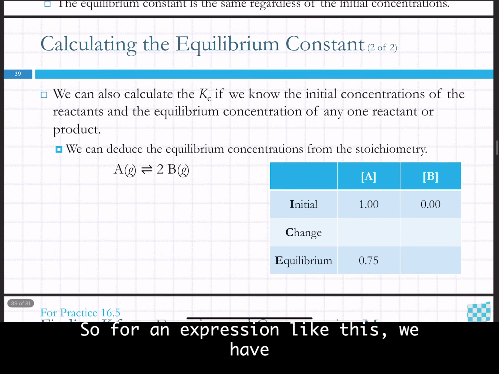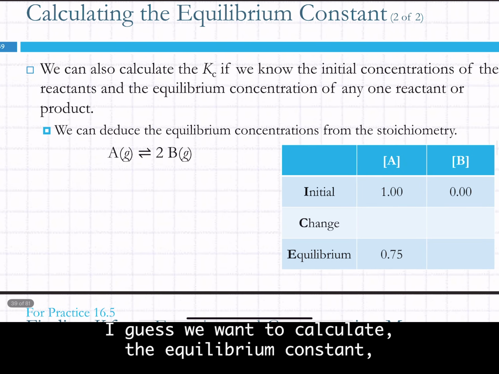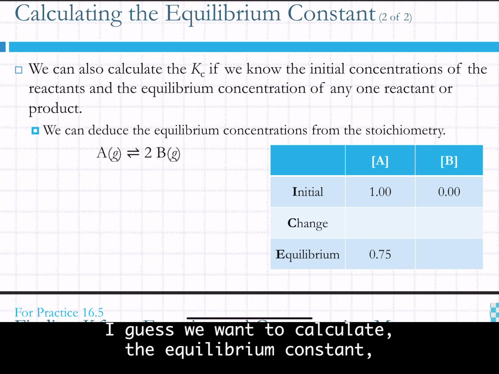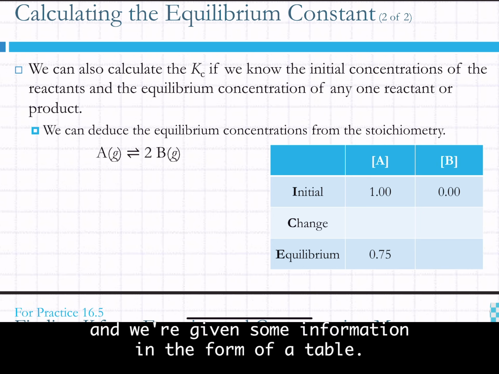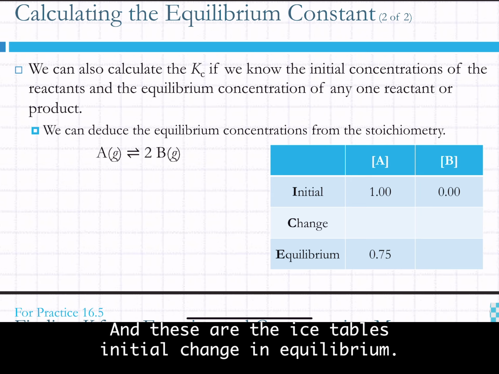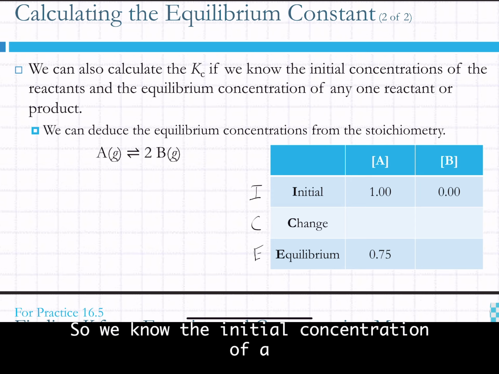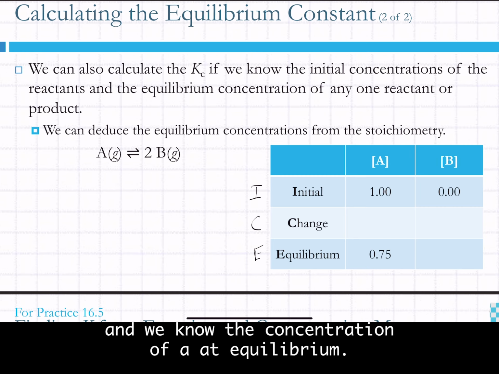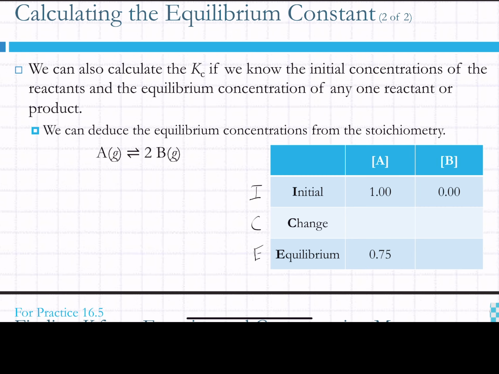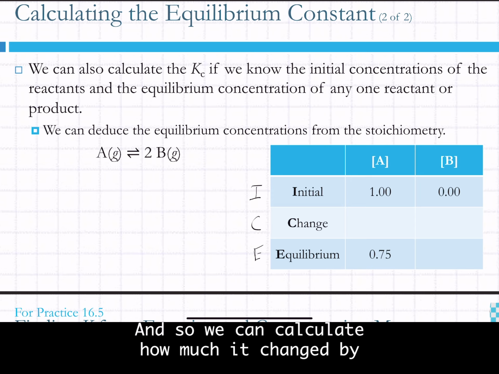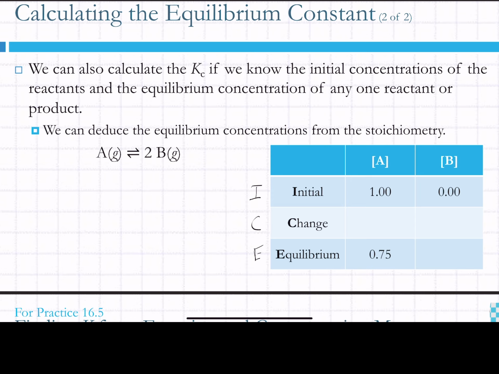So for an expression like this, we want to calculate the equilibrium constant. And we're given some information in the form of a table. And these are the ICE tables: initial, change, and equilibrium. So we know the initial concentration of A, and we know the concentration of A at equilibrium. And so we can calculate how much it changed by. In this case, pretty easy. It went down by 0.25.